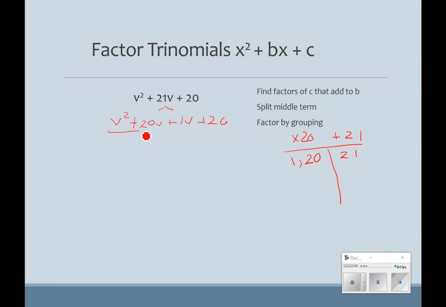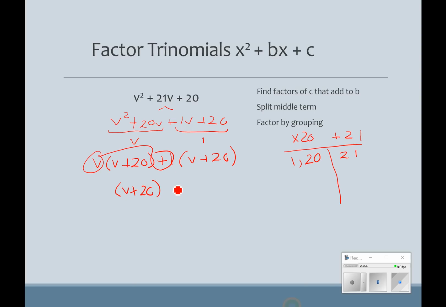Out of the first pair, I'm going to factor out a v. And that's going to give me v plus 20. Now out of here, there's nothing I can factor out. So remember, our greatest common factor is 1. So we're factoring out a 1, and it's going to give me v plus 20 again. And again, our binomials, and what we pulled out. Okay, it's really pretty simple.